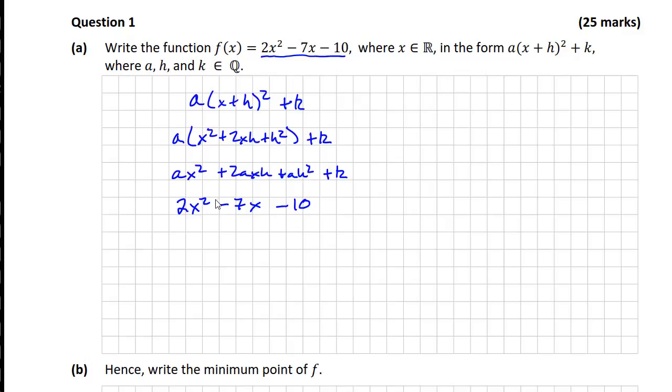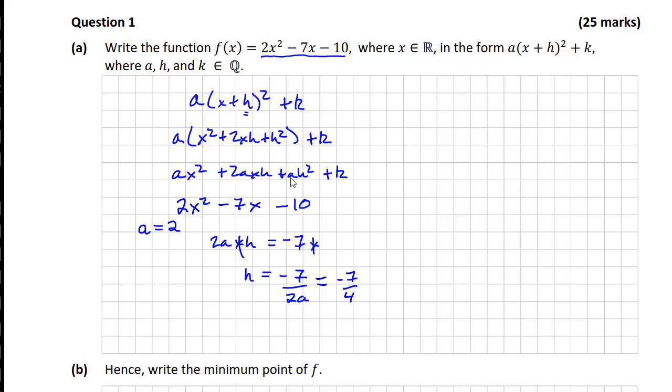So we're just going to compare like with like. So we have ax squared and 2x squared, so obviously a is equal to 2. We have 2axh is equal to minus 7x. So if we cancel those x's, and we want to find h, that gives us that h is equal to minus 7 over 2a. We know a is equal to 2, so h is equal to minus 7 over 4.